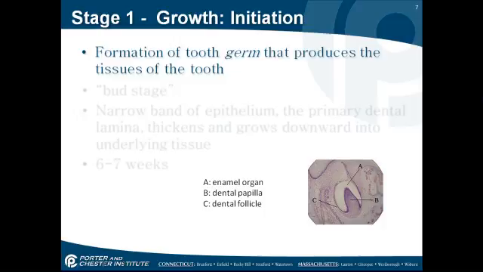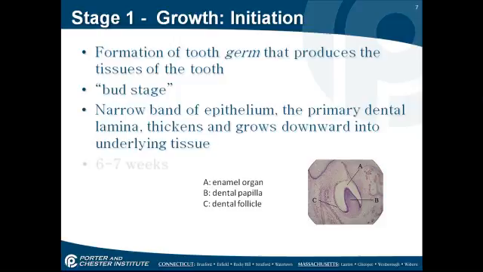This initiation stage is sometimes called the bud stage because it's just the very beginning of the tooth. It's just the bud. There is a narrow band of epithelium, which was the type of tissue. The primary dental lamina thickens and grows downward into the underlying tissue. This occurs at 6 to 7 weeks. So right here, this is starting to thicken and grow down.